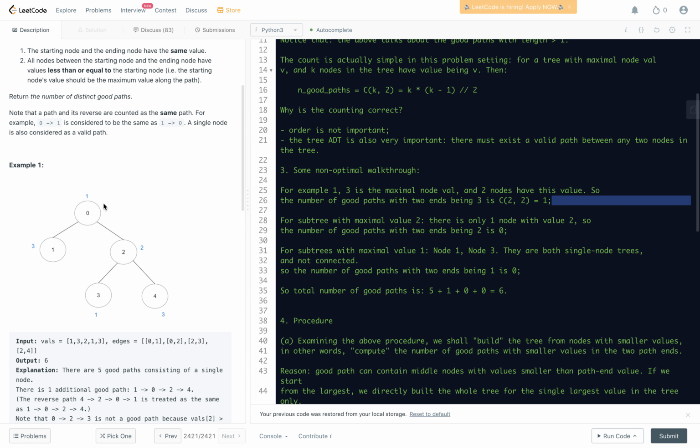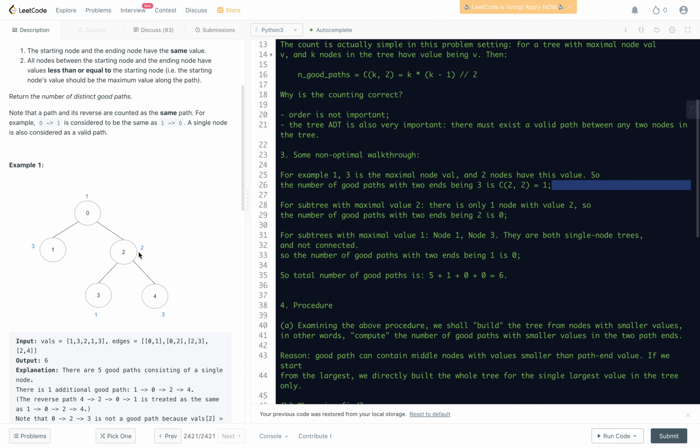So for the smallest value 1, so there we have 0, we have 3 here. Because we cannot include larger values in the path, these 2 parts actually form 2 connected components or 2 subtrees. So the number of good paths with length greater than 1 are 0 respectively. So this is 0 plus 0, that is 0.